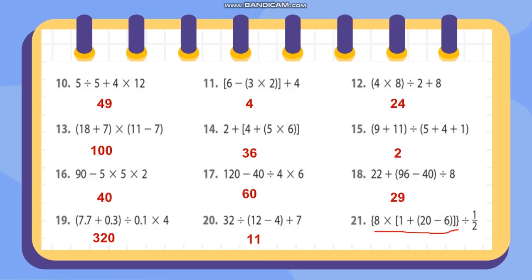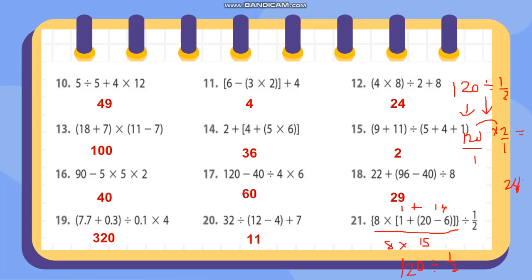Again, 20 minus 6 is 14. Then 1 plus 14 is 15. Then 8 multiplied by 15 is equivalent to 120. So 120 divided by 1/2. So how do we divide? 120 divided by 1/2 means same, change, then flip. Okay, so 120 multiplied by 2, that is 240.